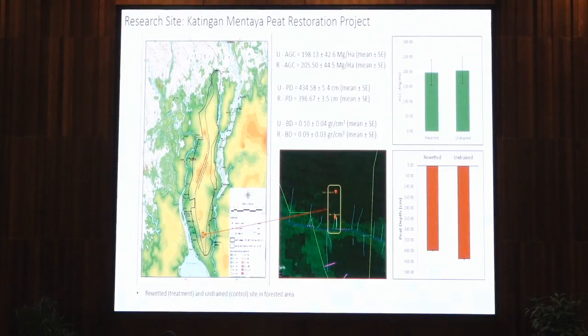We have measured or estimated the carbon stocks of both sites. The above-ground carbon stock is not significantly different, it's almost the same. It stopped in the 2010s, so the vegetation could already be restored. For the peat depth, there is also not much difference between rewetted and undrained. And bulk density is 0.09 and 0.1 in the undrained and rewetted. In the next couple of months, we are going to measure greenhouse gas emission in this area.